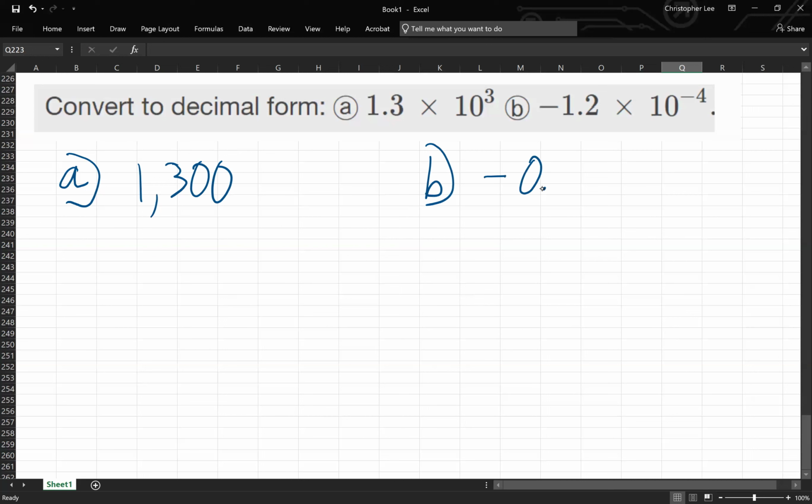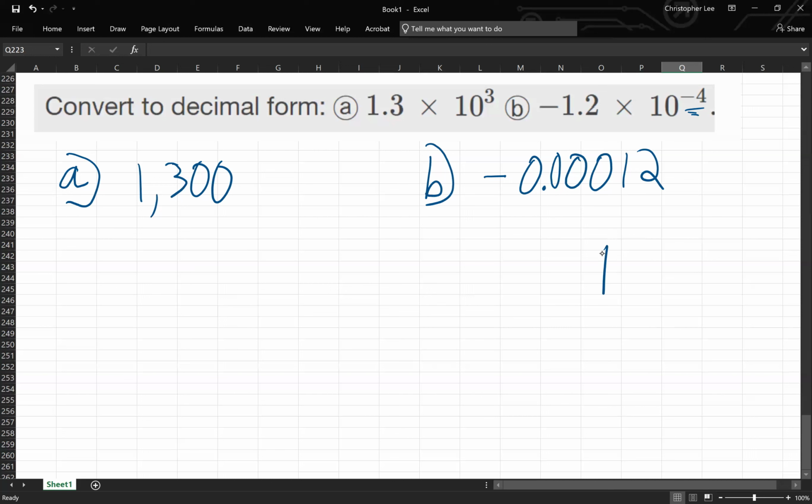So 0.0012. Two. One more zero, because it's four, right? So it's not gonna count the one. The one is counted, right? But it's four spaces. So if you count the one, you only move three spaces.